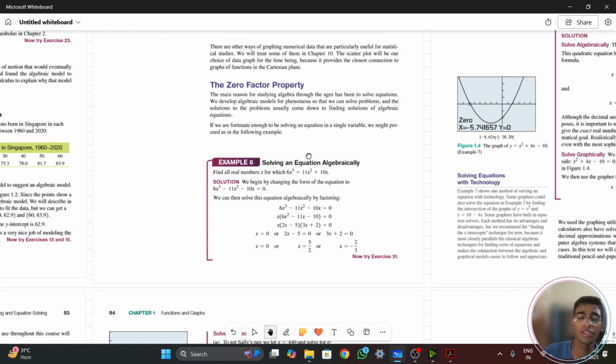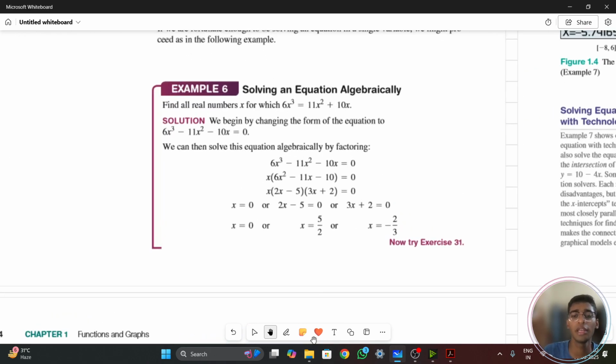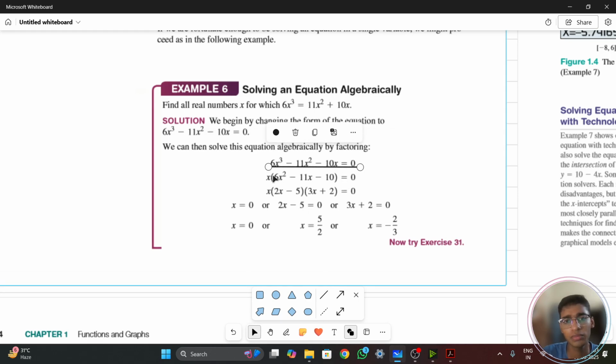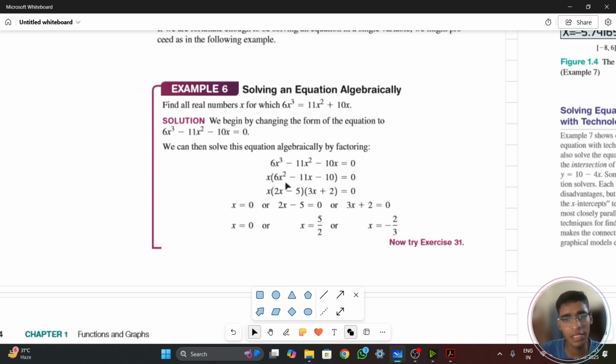Because there is a case, like in the example here, where they tell you that 6x cube equals 11x squared plus 10x. They have taken it in normal regular form. Now we have taken x common, so we get 6x squared minus 11x minus 10, which is factorizable into 2x minus 5 and 3x plus 2. So we are having an x outside.